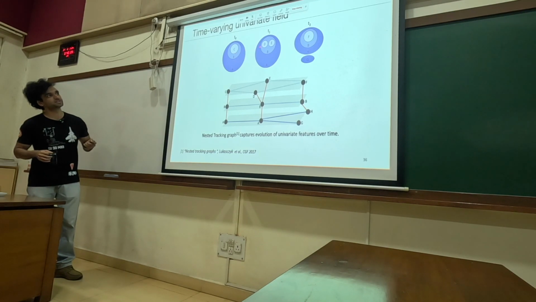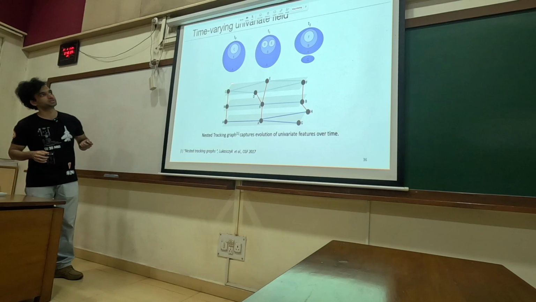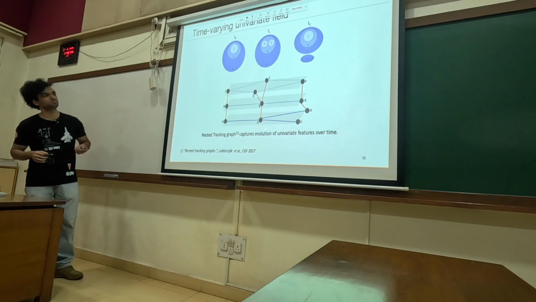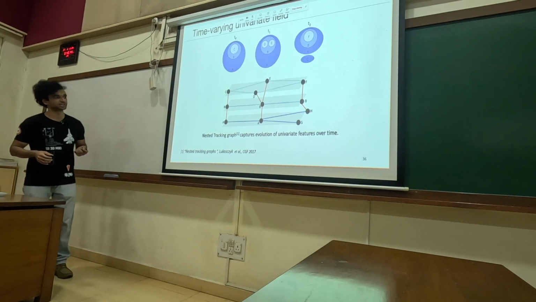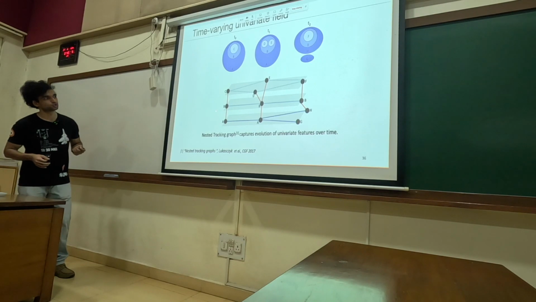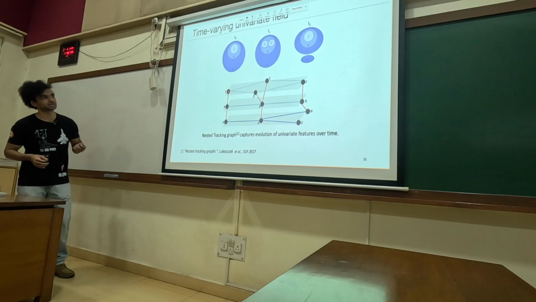At T1, C breaks into D and E. At T2, D and E merge into F. And some other evolution also happens with A. I want to capture this evolution and this hierarchy in a single representation. In the bottom, we have a structure called nested tracking graph, which is defined for univariate field. Here, the red edges show the hierarchy. A contains B and B contains C. And the blue edges show the evolution of features. C breaks into E and D, and D and E merge into F.